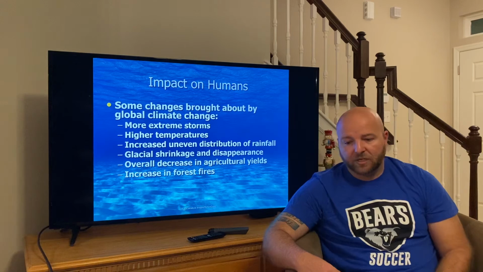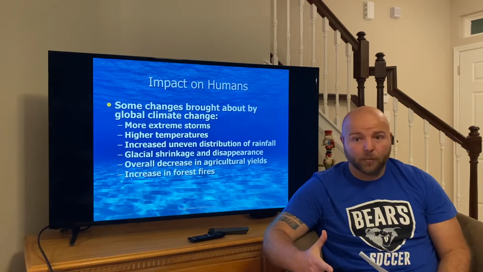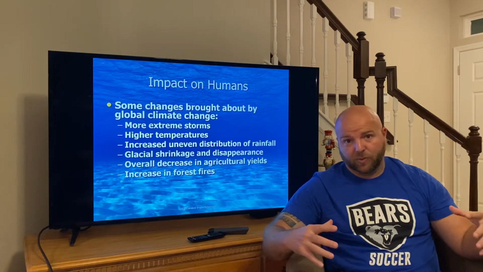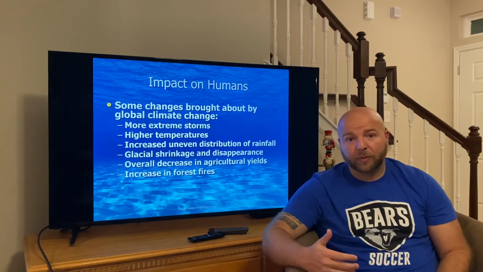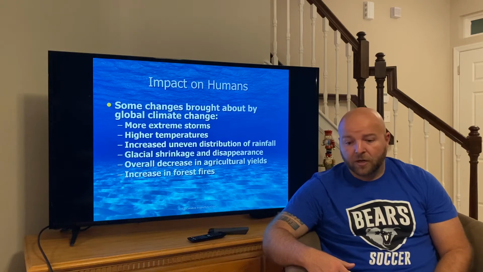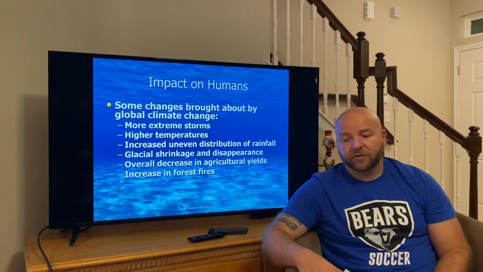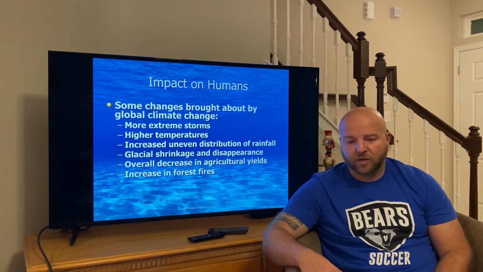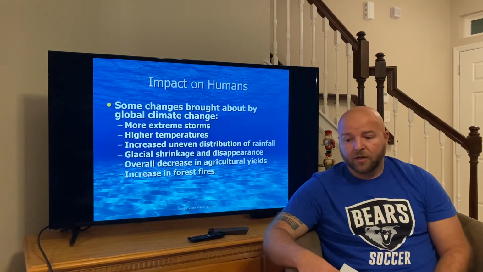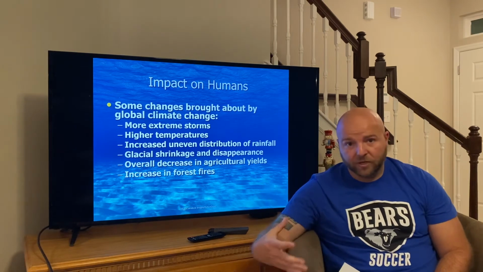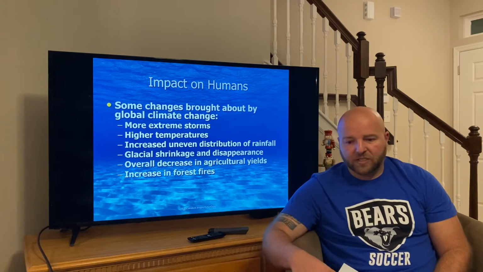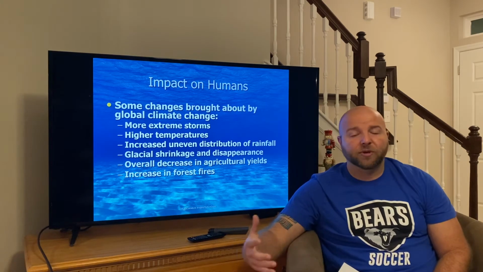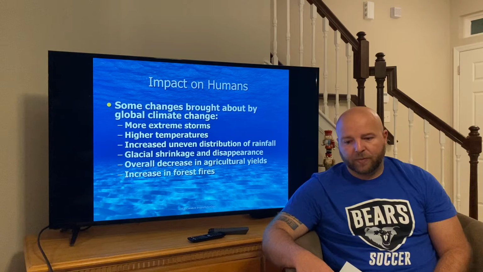Overall decrease in agricultural yields, meaning less crops, and that's not good as we see the human population on the planet continue to grow, and then an increase in forest fires. We already have seen that. Watch the news and pay attention to what goes on out west, and particularly in California, and some other places around the world as well. But as far as the United States goes, we see a lot of it in California, and it has no doubt been increasing from what it ever has been in the past.